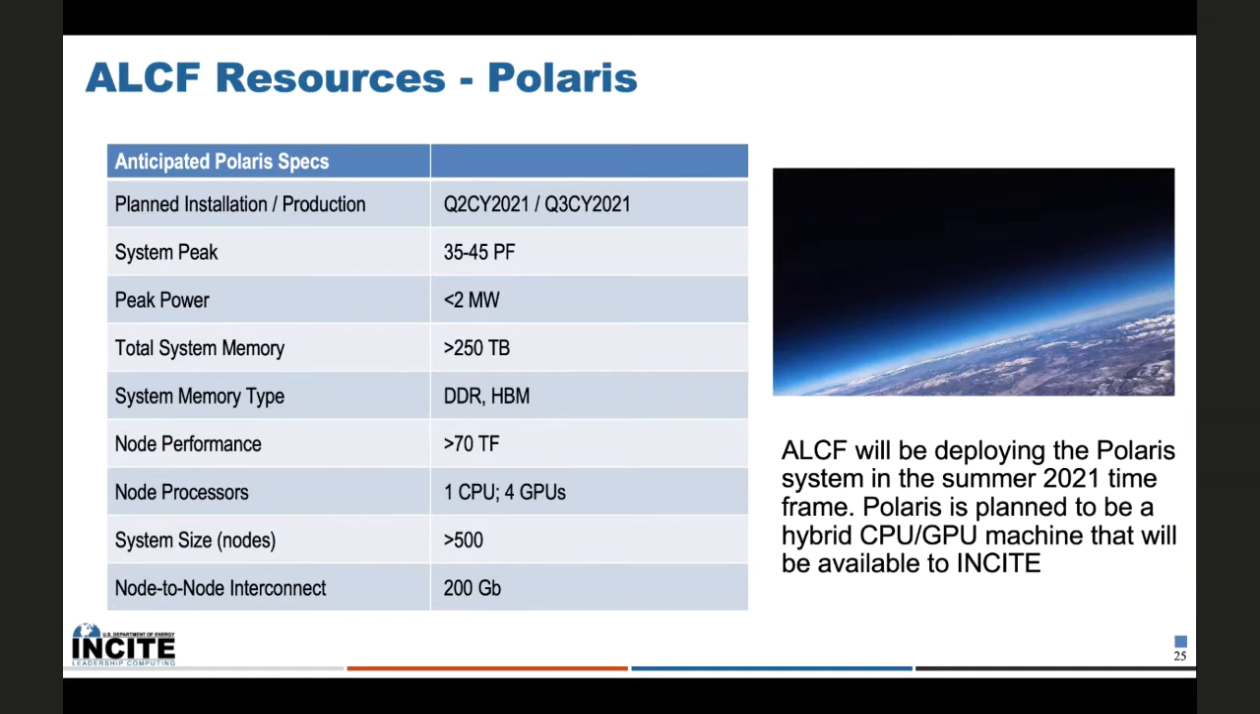The anticipated Polaris configuration is for a system with peak performance between 35 and 45 petaflops, and with a total system memory greater than 250 terabytes. Polaris will also have DDR and HBM as system memory types, and the node performance is supposed to be greater than 70 teraflops. This is the information that we have available in this slide and also at the website. We are expecting to have compute nodes composed of 1 CPU and 4 GPUs. And the system should have more than 500 nodes with a node-to-node interconnect of 200 gigabits.